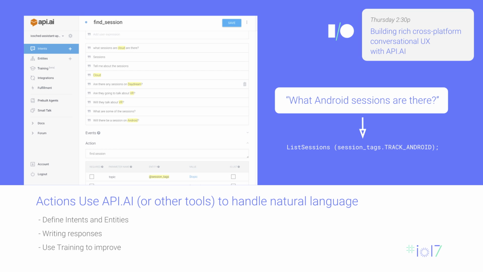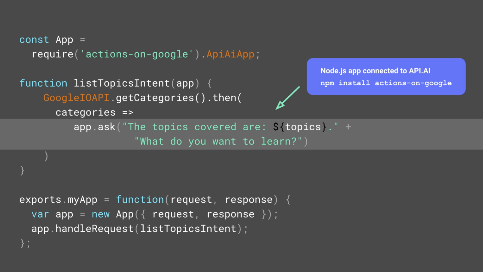So the example here is for the Google I/O app. If the user were to say, "what Android sessions are there," API.ai is going to understand that that maps to the list session intent. And it's going to send a request down to the webhook and trigger the list session function there. So let's look at the webhook. Now, again, you can build a webhook using any web server framework, but we like Node.js, and we like it so much we built a client library that makes it easier to interact with. So you can get that just with one command, npm install actions-on-google.